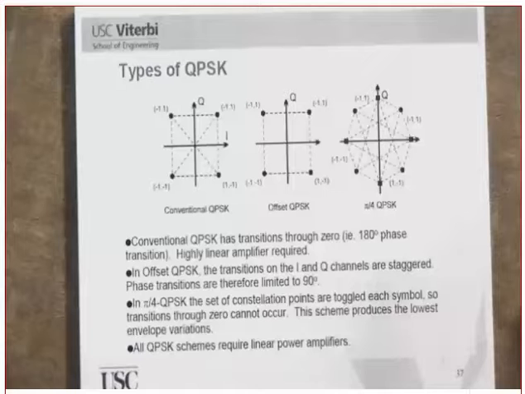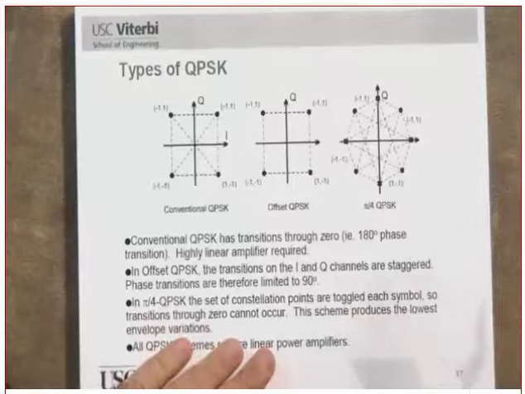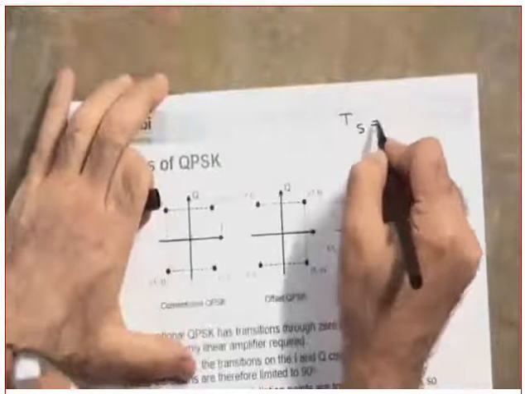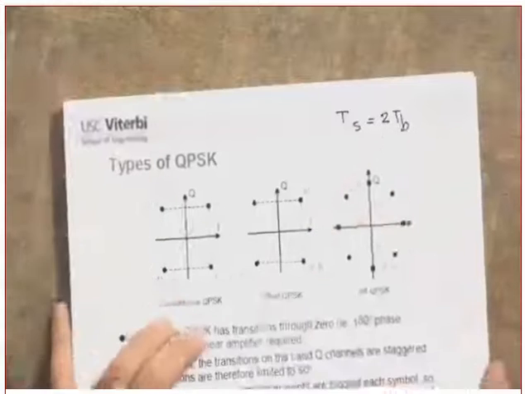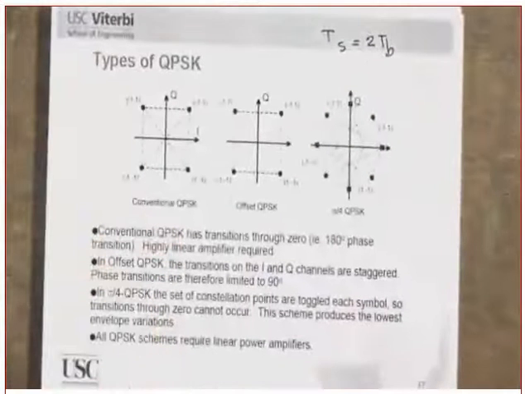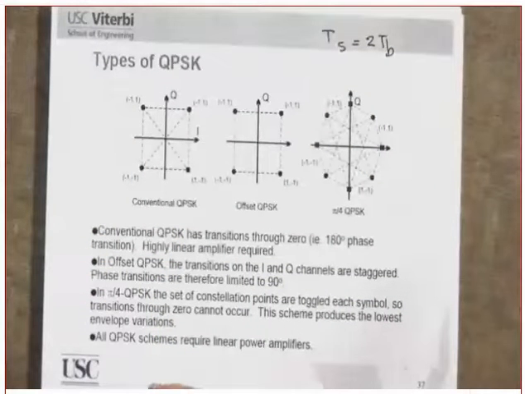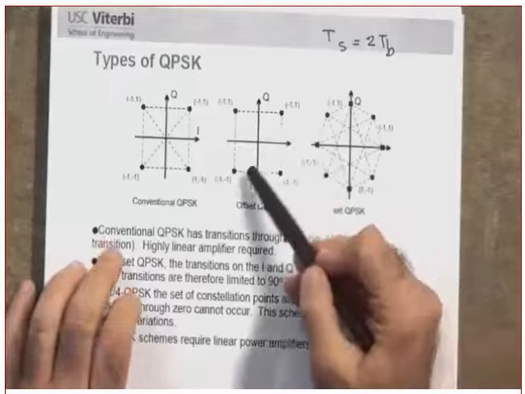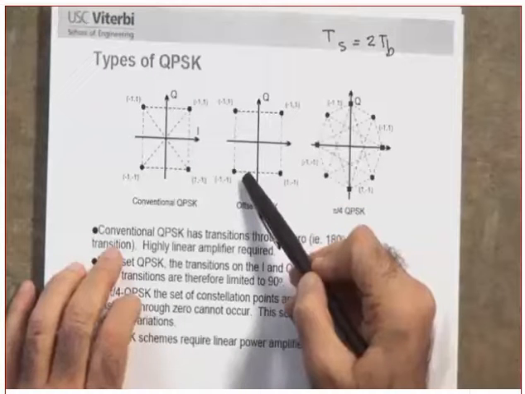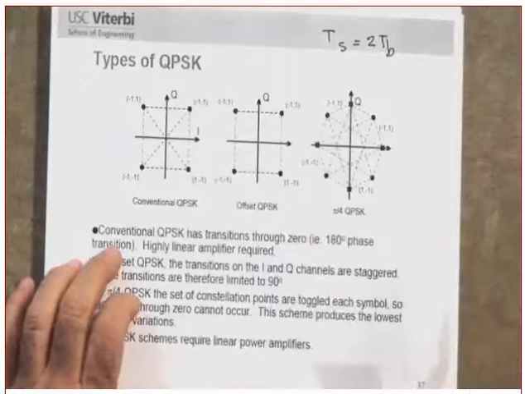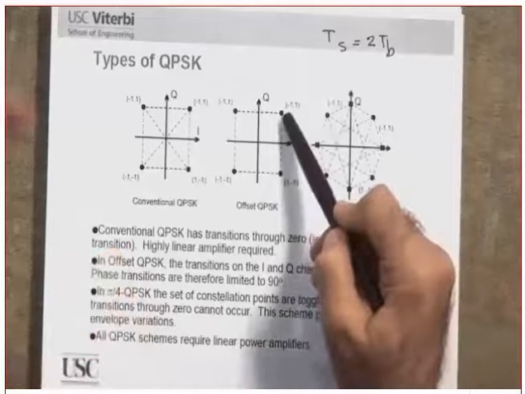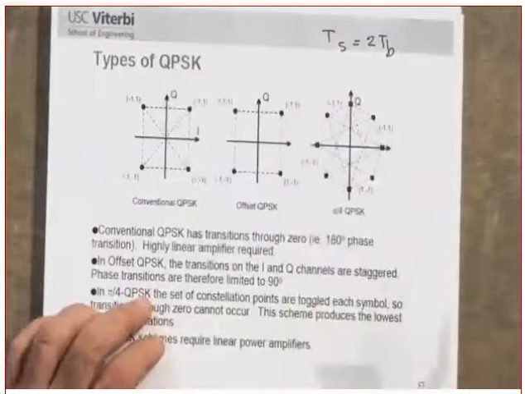You delay it by 1 bit. Remember, T sub S, which is the symbol duration, is equal to 2 T sub B. So when you delay it by 1 bit duration, it means you are delaying it by 1/2 symbol duration. Clear? You eliminate the possibility that you are going to go 180 degrees. The transition is either 0, which means the current symbol and the next symbol are the same, or plus or minus 90 degrees.